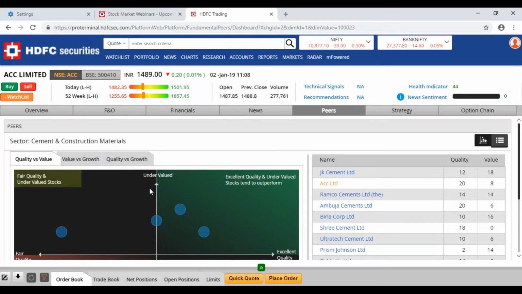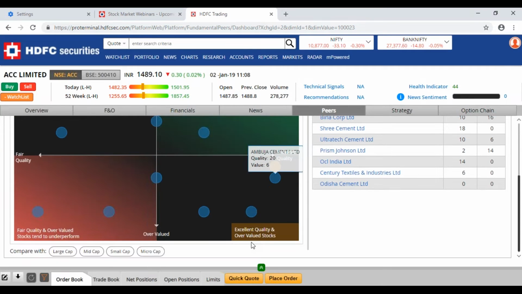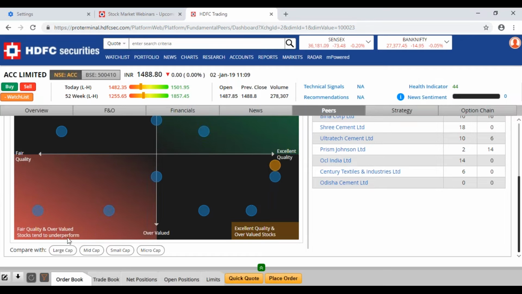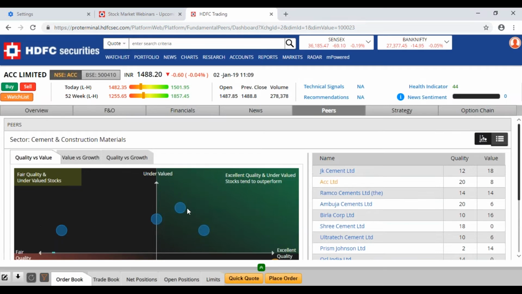So there are 4 quadrants: fair quality undervalued stock, excellent quality undervalued stock. So this quadrant tends to outperform because the quality is excellent, but it is undervalued right now. And then similarly, excellent quality and overvalued, and fair quality and overvalued stock tend to underperform. That might happen. So this quadrant is what you should look after. So here when you click, you got to know that, okay, Ramco Cements can be a better option, or maybe JK Cement can be a better option. So this can help you to take a more informed decision, right?